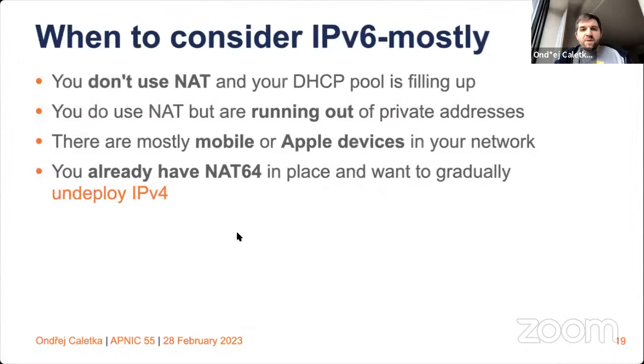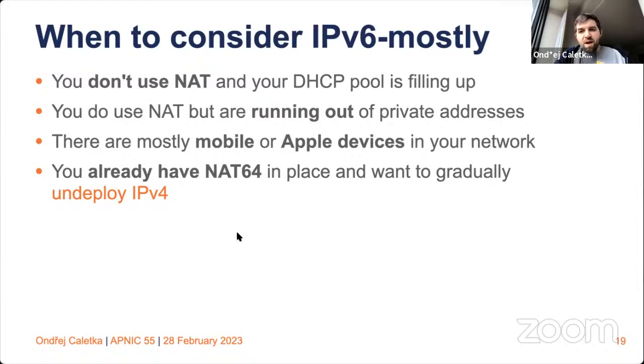So to wrap it up, when you should consider IPv6-mostly, I came up with these options. Basically, if you don't use NAT and your DHCP pool is filling up, or if you do use NAT but you are running out of private addresses because you have a very big network. If your network has mostly Apple devices or mobile devices, and if you already have NAT64 and would like people to use it more, and if you would maybe even consider undeploying IPv4. So these are the most likely options when this makes sense, in my opinion.